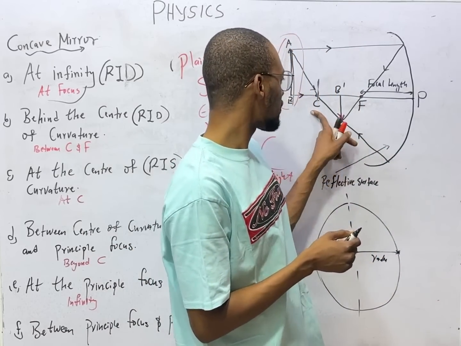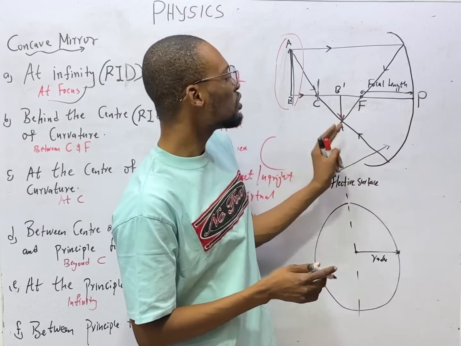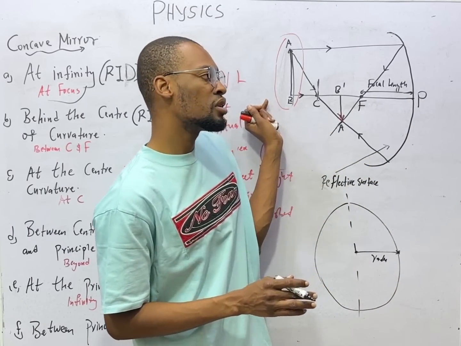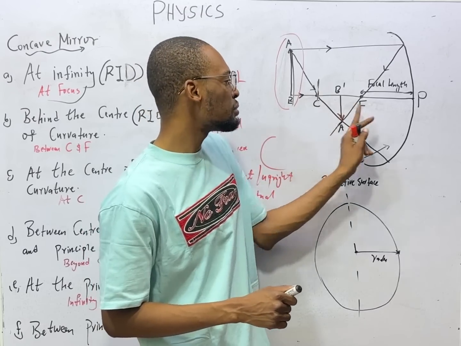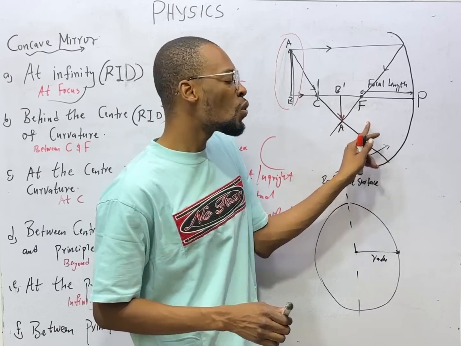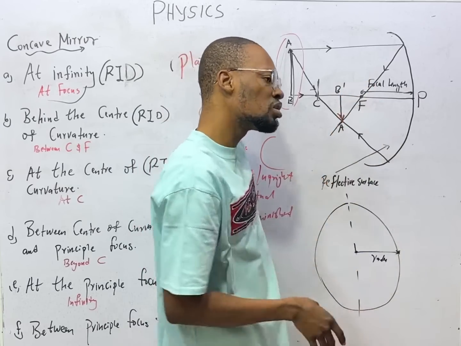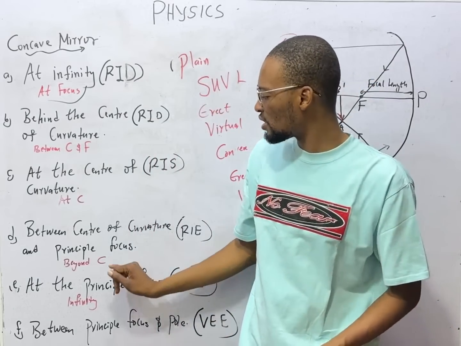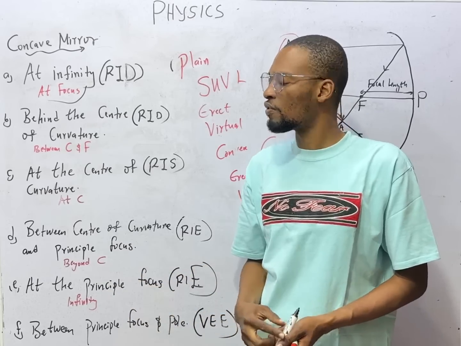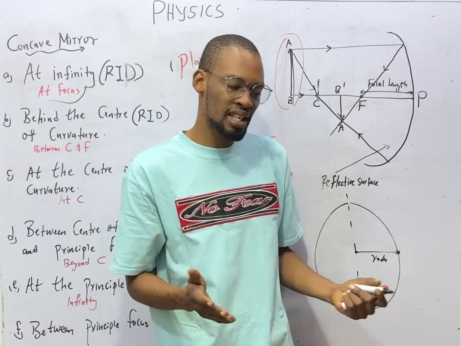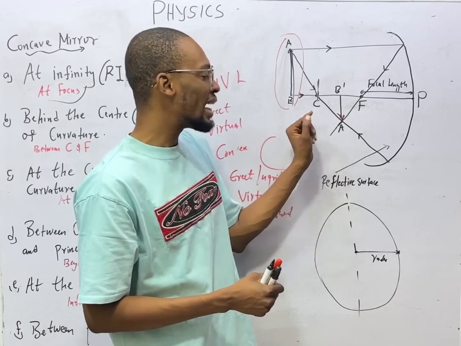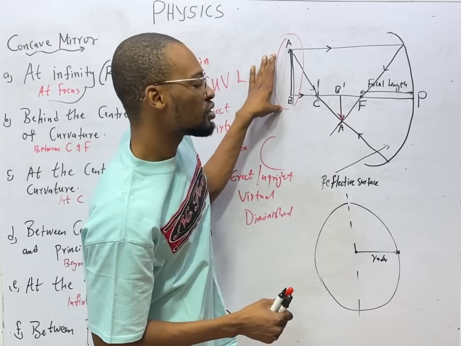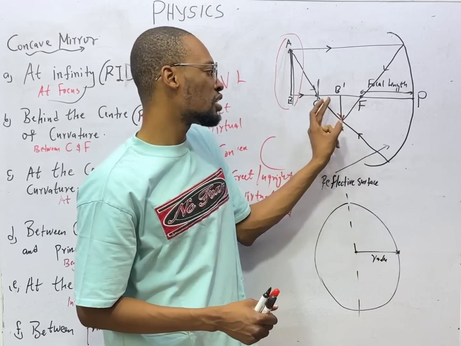And how about if you place an object between the center of curvature and the focus? This is the center of curvature, this is the focus. When you place an object beyond the center of curvature, you see that the image is formed between the center of curvature and the focus. What if the object is now here? Where will the image be formed? It will be formed beyond the center of curvature. It is like a vice versa.